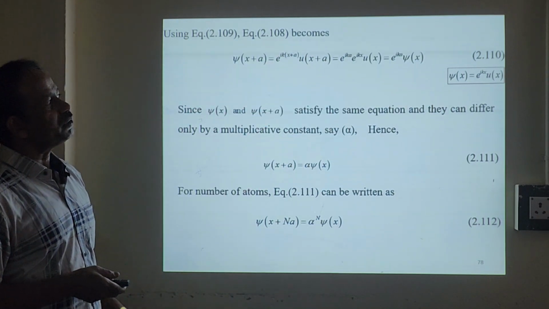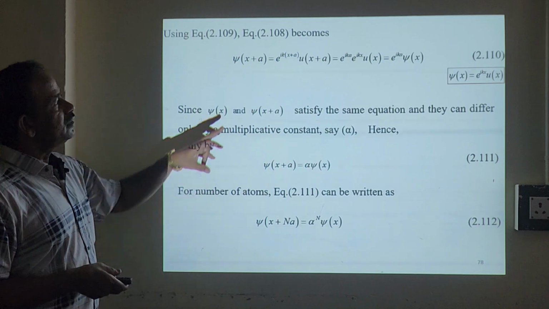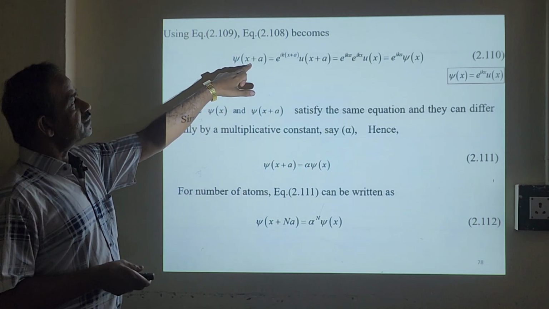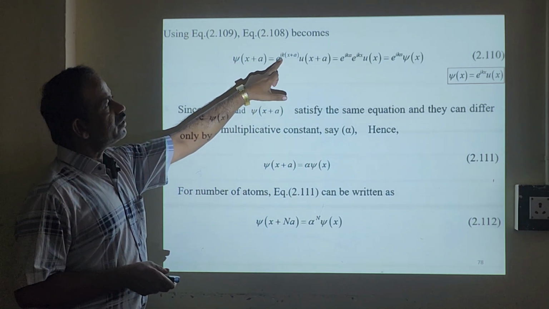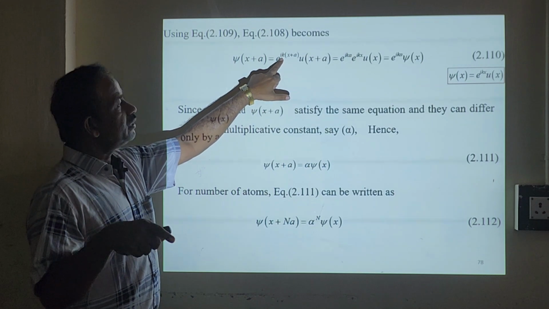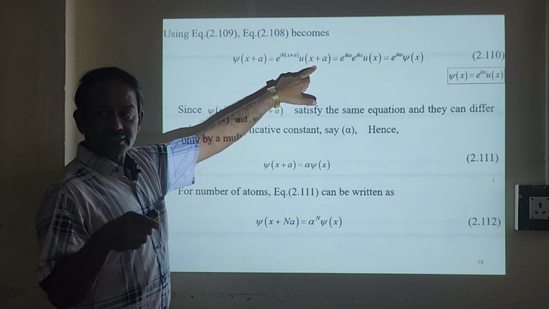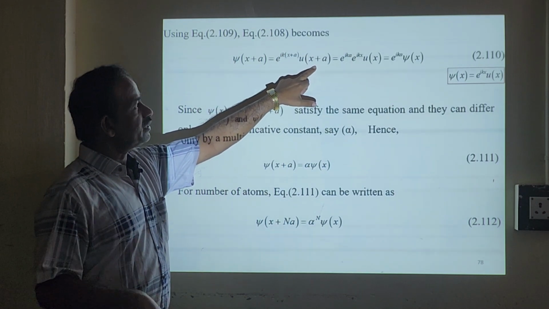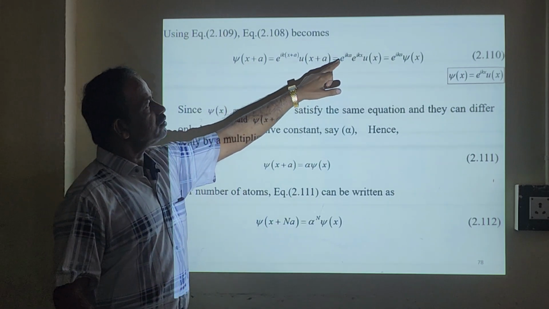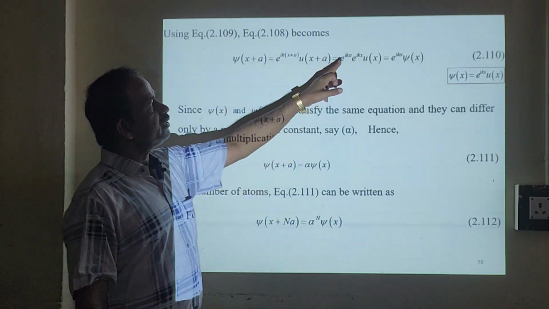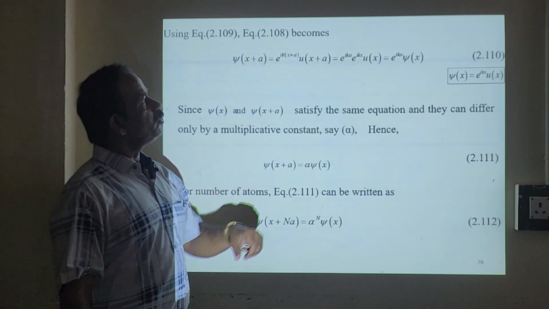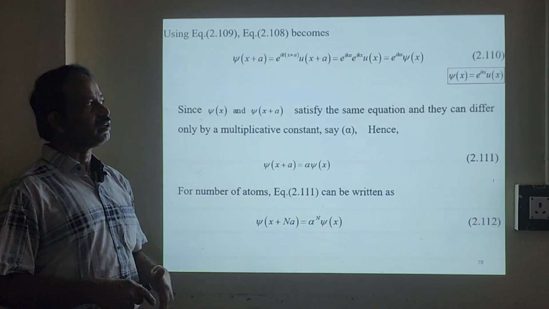Psi of x equals e power i k x u of x. So your psi of x plus a becomes e power i k, and instead of x you will have to write x plus a. You just separate. So this will give you e power i k a, e power i k x u of x, because u of x plus a is nothing but u of x.